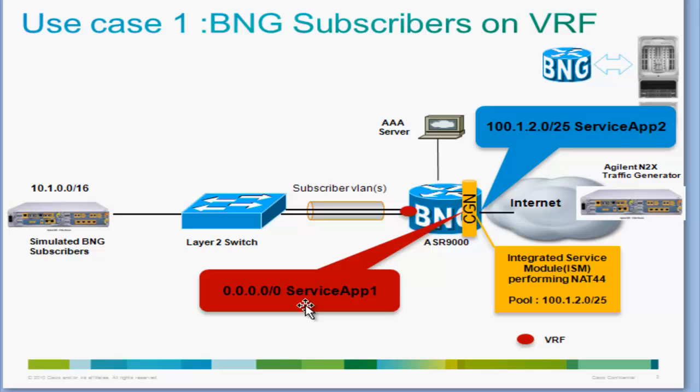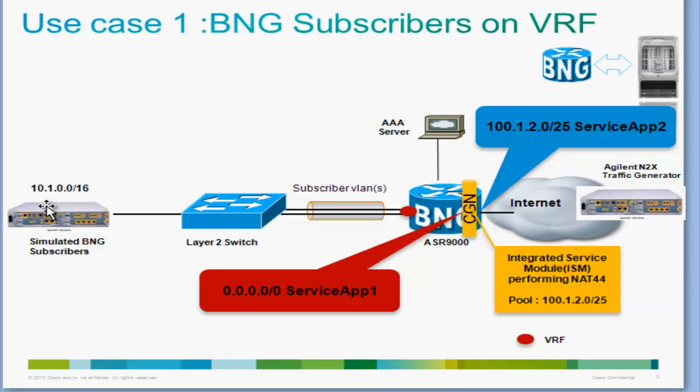The network for the demo comprises a PPPoE simulator, which is connected to a switch through a single link. The switch also has a bundle Ethernet termination on ASR9000 BNG. The ASR9000 system also has an ISM module which is hosting NAT44 service. In this use case, the subscriber traffic arrives on a VRF which is also mapped to the NAT44 instance.